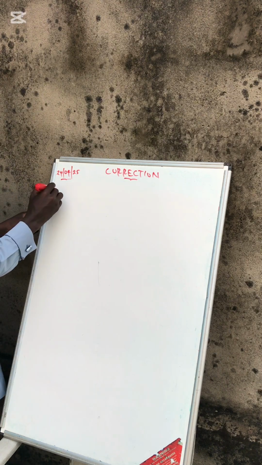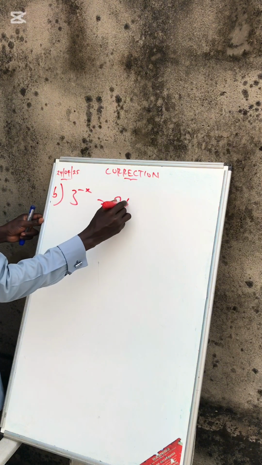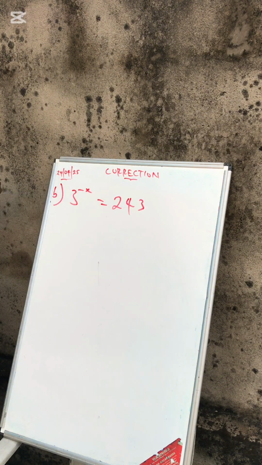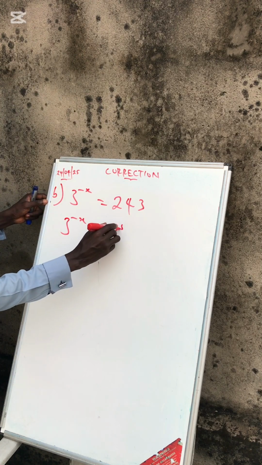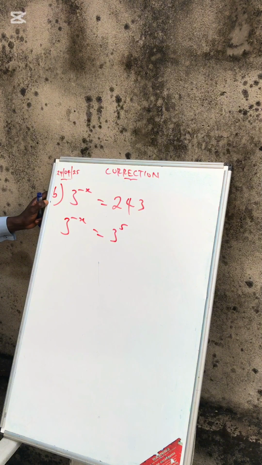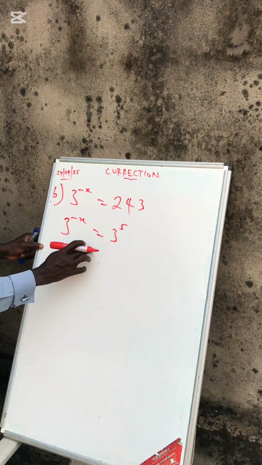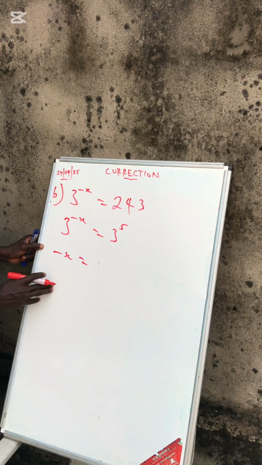So, 243. 3 raised to minus x equals 243. 243, we checked it, is 3 raised to 5. So that means 3 raised to minus x equals what? 3 raised to 5. Do you understand? Yes. So what does that mean? The bases are the same. That means what? Minus x equals what? 5.